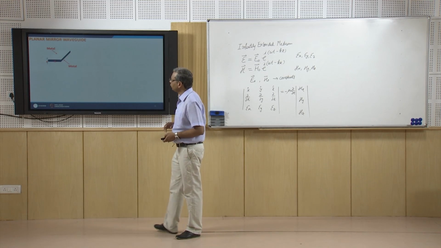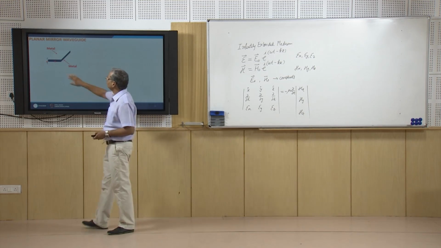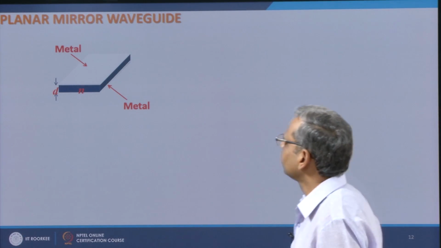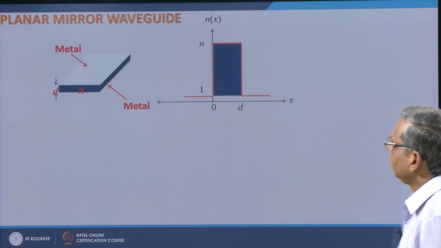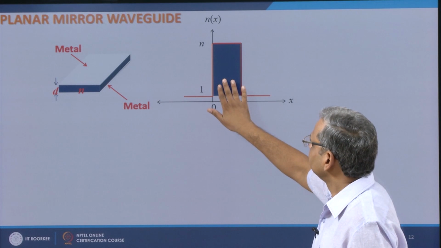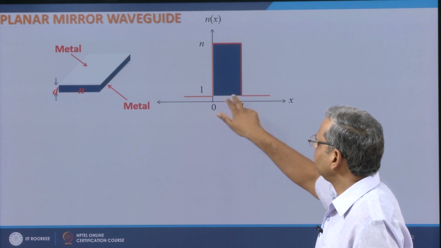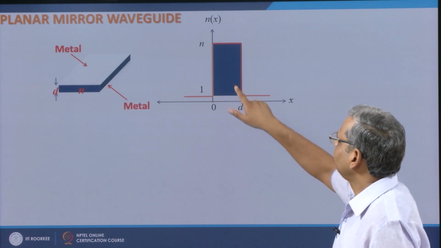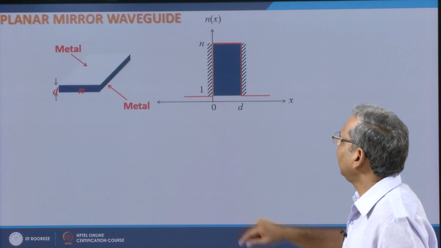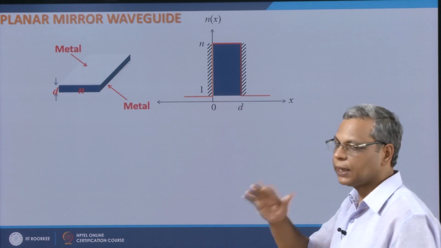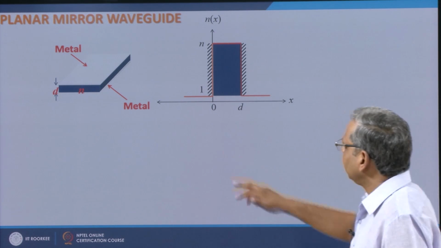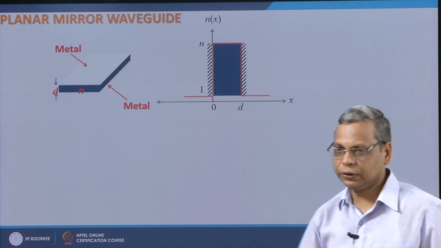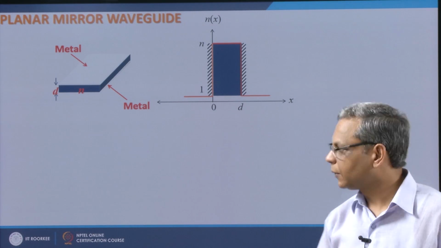Okay. Let me do that. So, I deposit metal on top and bottom. If I look at the refractive index profile, then I find that in this region between 0 and d, I have refractive index n, and here at the boundaries I have metal. When at boundaries I have metal, then the electric field at the metal boundary should be 0. That is what I know.